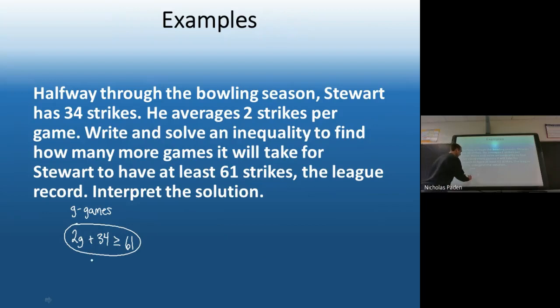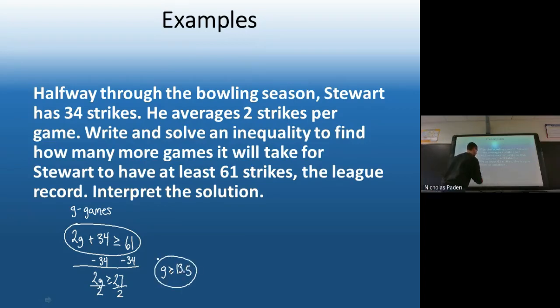First thing we're going to do is subtract 34. And that's going to get us 2G is greater than or equal to 27. And then we would divide both sides by 2. So that's going to get us G is greater than or equal to 27 divided by 2, which is actually going to be 13 and a half.